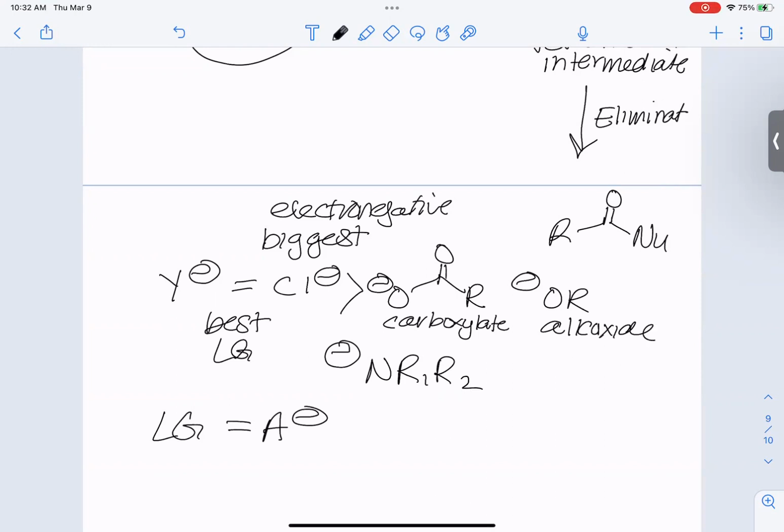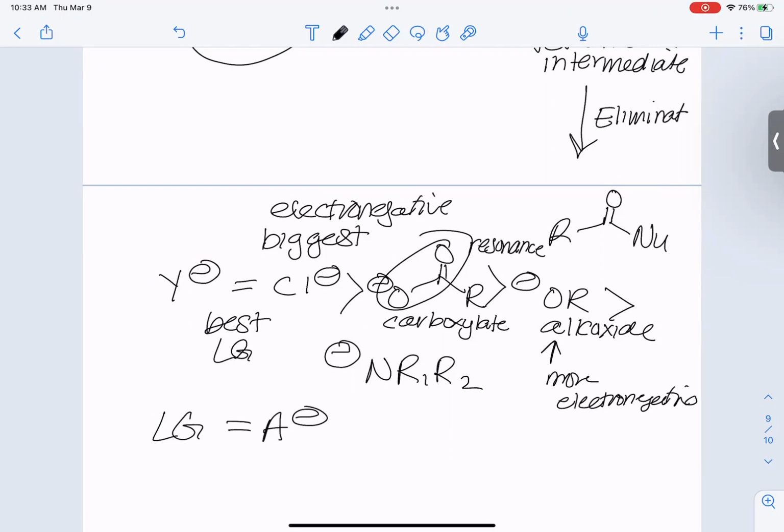Which is a better leaving group, the carboxylate or the alkoxide? Why? What can happen here? Resonance, okay? So you have a negative charge on oxygen in both cases, but in the carboxylate, you have resonance where there's no resonance in the alkoxide. So that's why the carboxylate is a better leaving group. Now we have our alkoxide and our nitrogen. The alkoxide is a better leaving group. Why? Because oxygen is more electronegative.